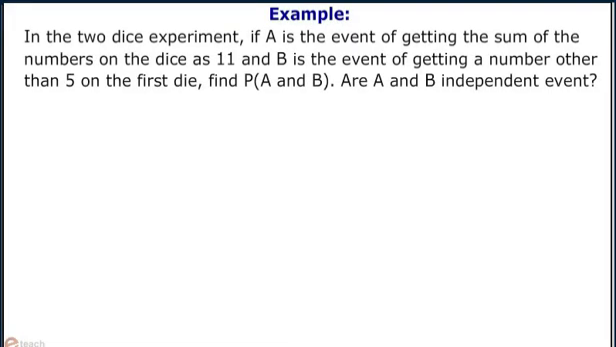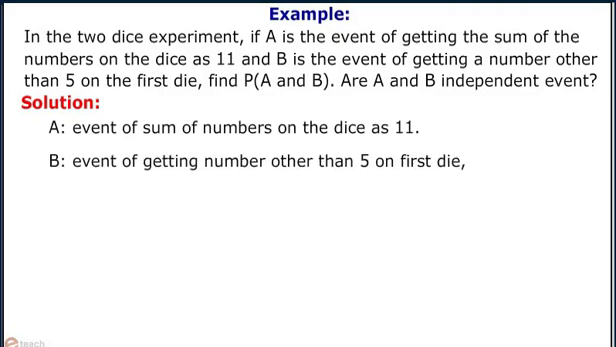Example: in the 2 dice experiment, if A is the event of getting the sum of the numbers on the dice as 11 and B be the event of getting a number other than 5 on the first die, then find probability of A and B, and also find whether A and B are independent events.